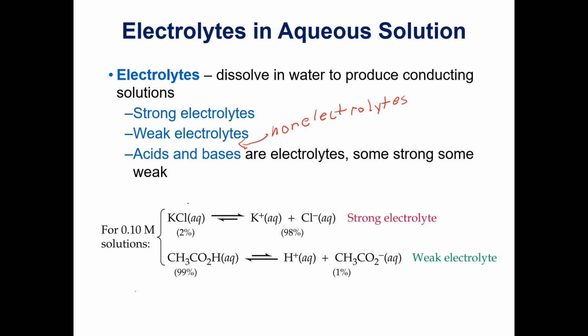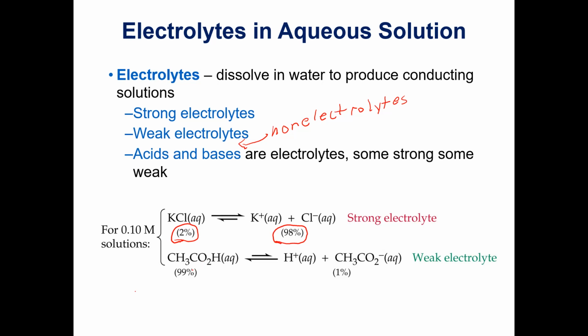We're told potassium chloride is a strong electrolyte, whereas acetic acid is a weak electrolyte. So the question is, what distinguishes these two? What makes one of them strong and one of them weak? Well, if we look at how much potassium chloride is left in a molecular form, it's a very small amount compared to the percentage of potassium and chlorine ions that we have.